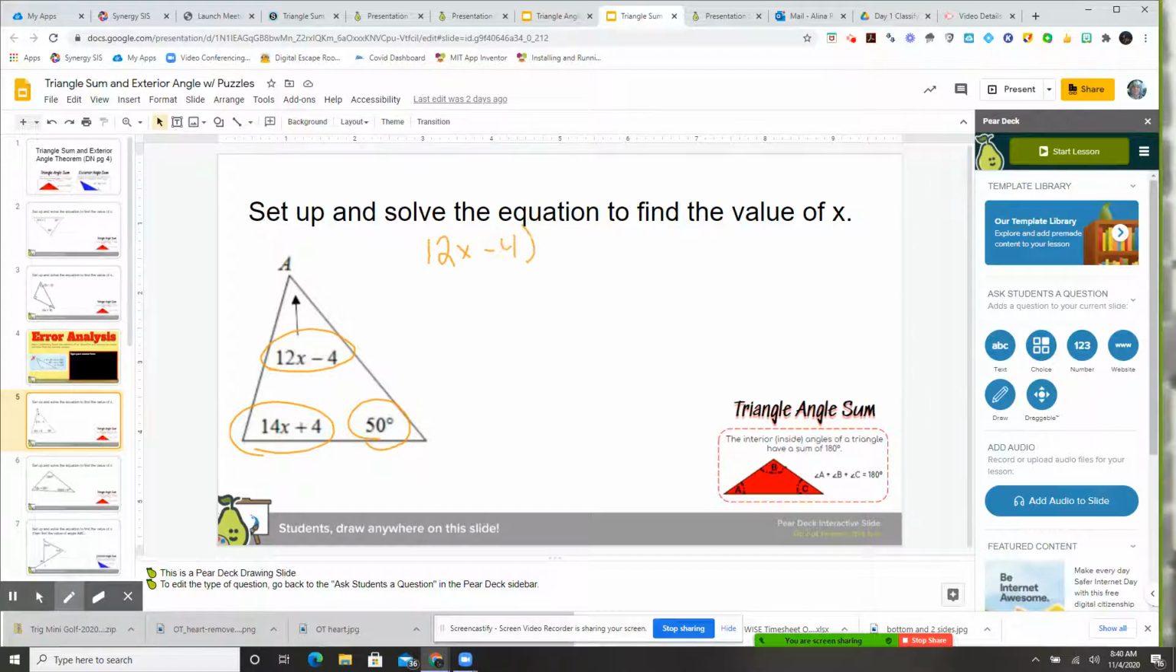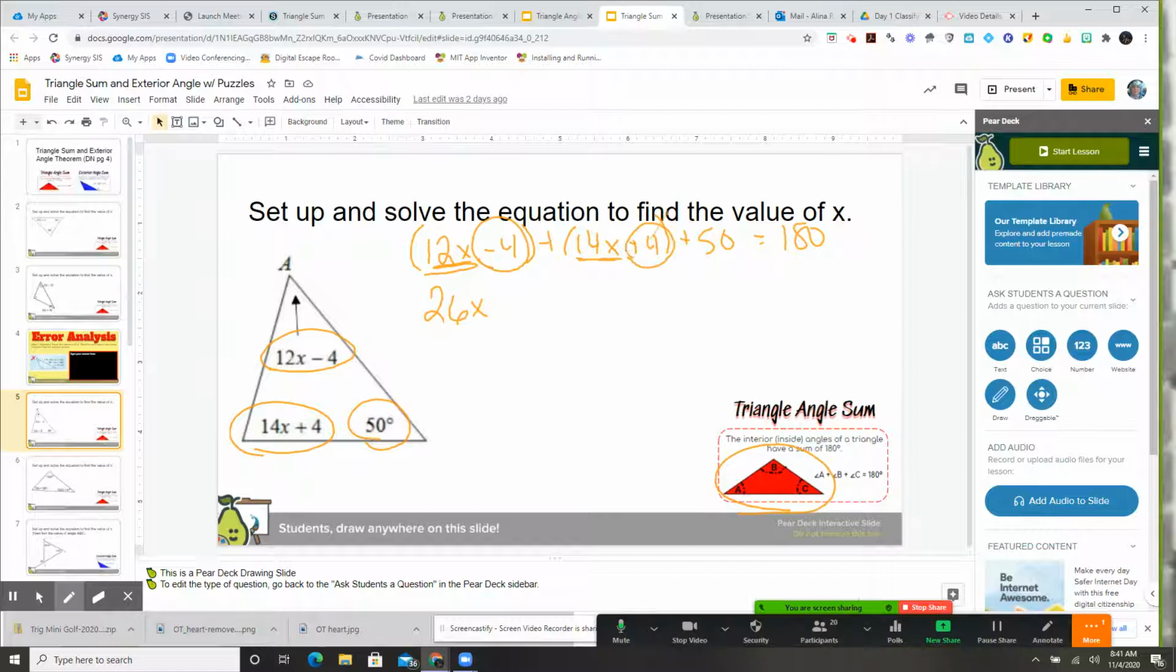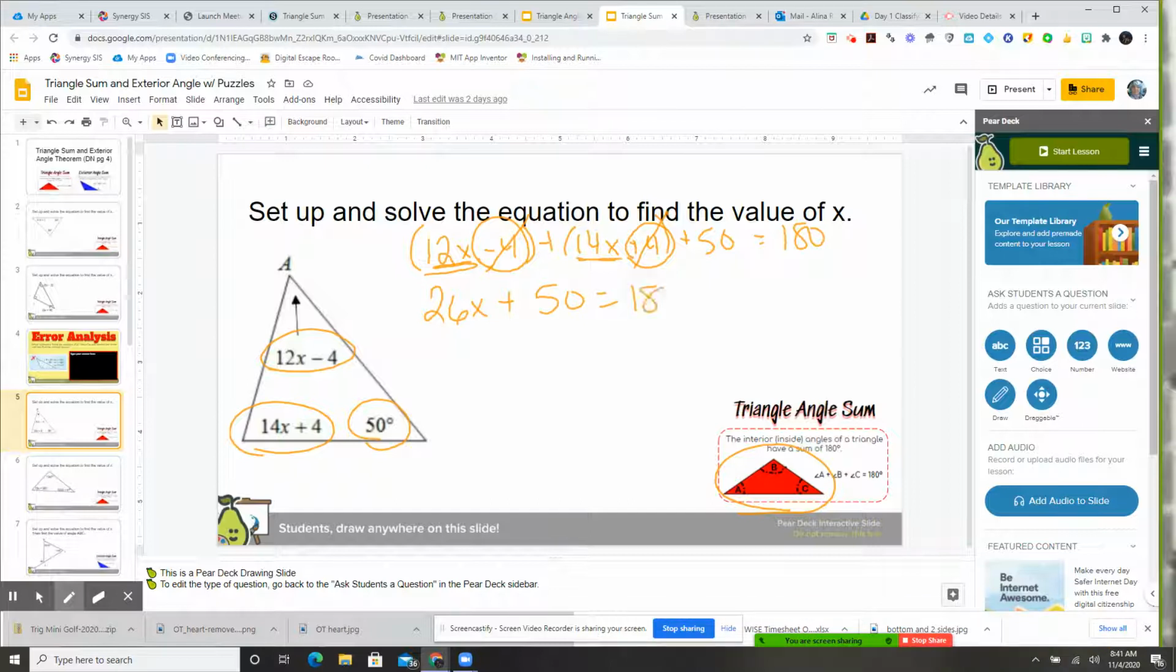12x minus 4 plus 14x plus 4 plus 50 equals 180, right? Because all three angles in a triangle add up to 180. So if I collect my like terms, 12x and 14x make 26x. Minus 4 and plus 4 cancel out. They make 0. And then plus 50 equals 180.